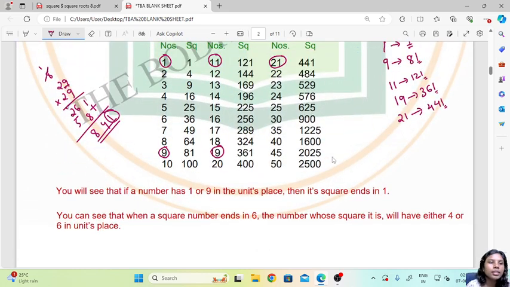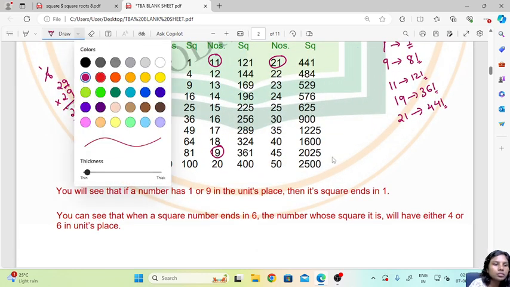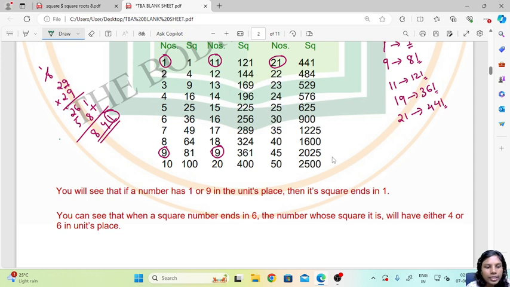Now let's look at the next trend that we observe here. When a square number ends in 6, the number whose square it is will either have 4 or 6 in the unit place. So now let's mark the square numbers which end with 6. We have 16, 36, then 196, 256, then 576.